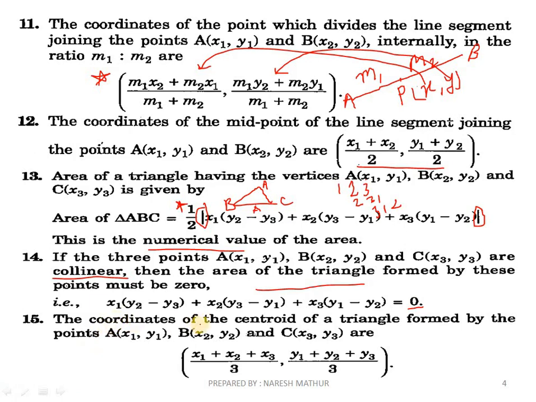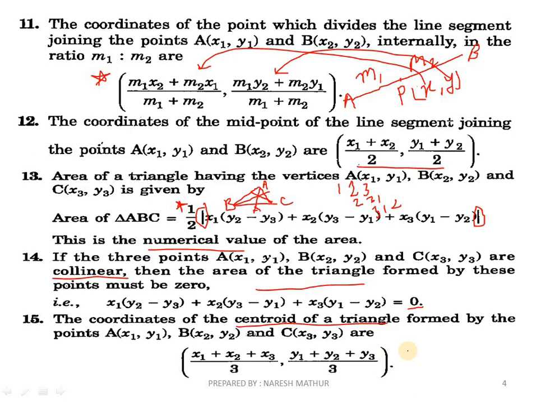The last concept: the coordinates of the centroid of a triangle are always given as (x1 plus x2 plus x3) upon 3, (y1 plus y2 plus y3) upon 3. You know what a centroid is? Centroid is the intersecting point of the medians of a triangle. A triangle can have 3 medians. From any vertex we can draw the median. So this point is called the centroid. The coordinates of the centroid will be given as follows. So these are the basic concepts of this chapter.